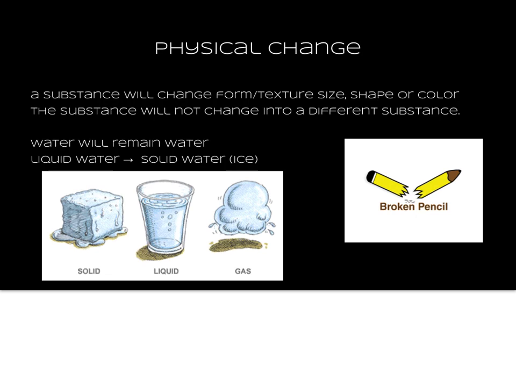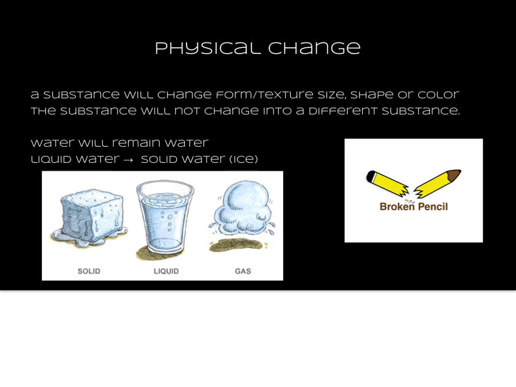I have two examples here in pictures for you to see. We have a picture of water. The water is going from solid, which is ice, to liquid, which is water as we know it coming out of the tap. And then we have a little cloud there. Looks like it's raining. The cloud is a form of gaseous water.